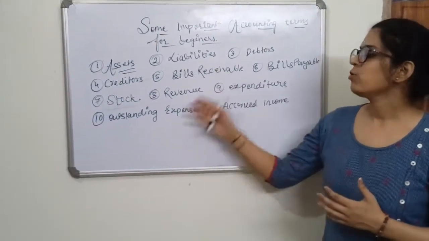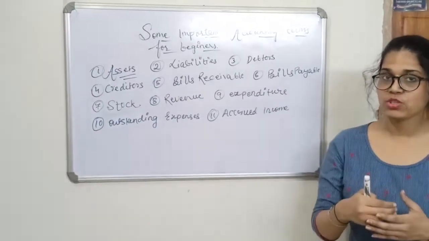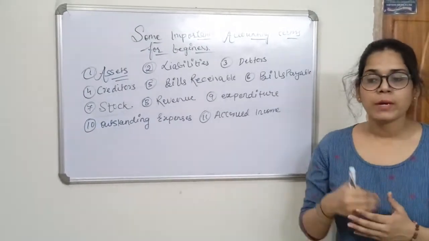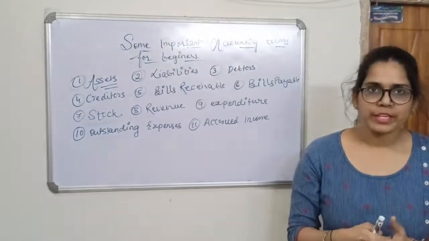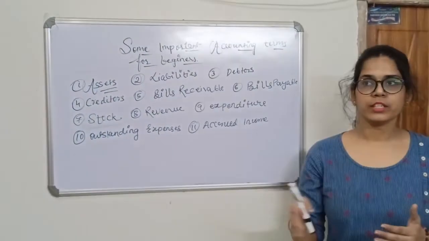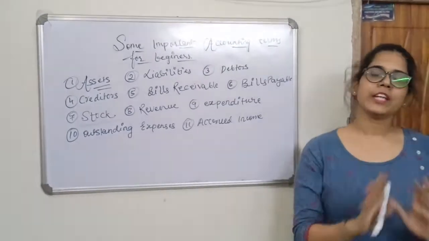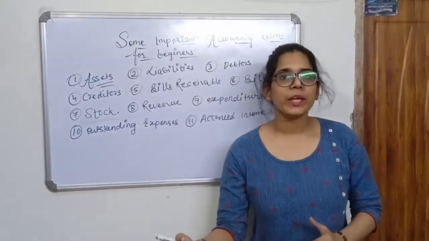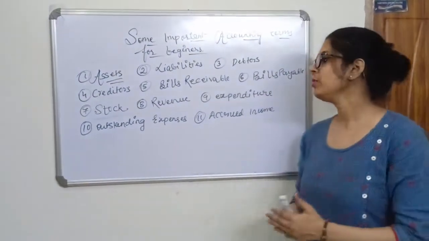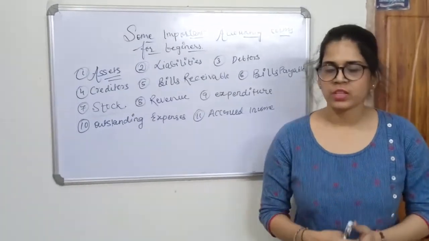Now talking about outstanding expenditure: expenditure which we have incurred but are yet to be paid. That means the expenditure that we have incurred, that means I have taken the service. Suppose I am employing a labor. Now I have taken the service of the labor for the entire month, but I am yet to pay his wage. Now that is what will be considered as outstanding expense at the end of the year.